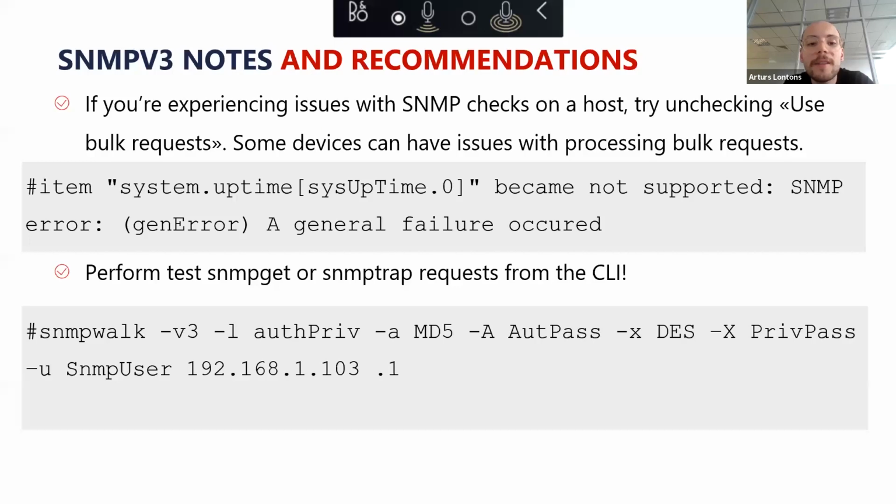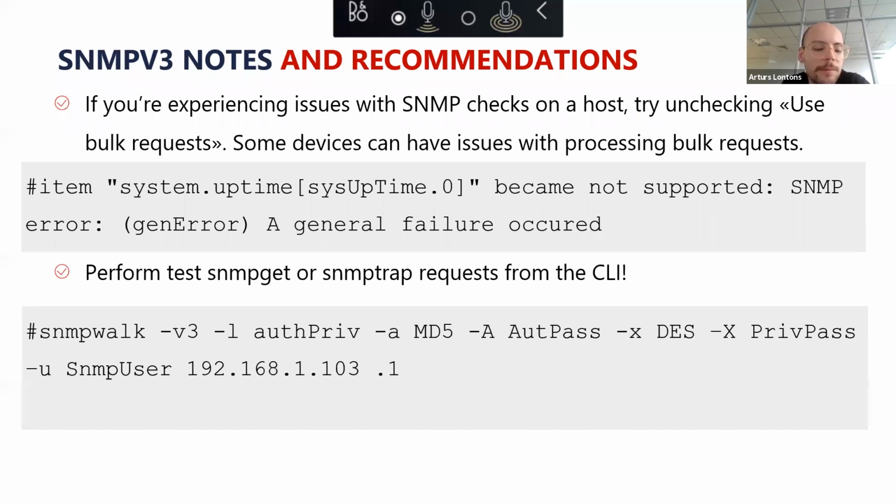And some final notes. If you're experiencing issues with SNMP checks on a host and everything seems to be perfect, maybe you're seeing general failures or something like that, try unchecking that use bulk request checkbox. It's on one of the previous slides where we were configuring our interface. Some devices can and do have issues with processing bulk requests. Some older devices especially. So try disabling that and see if everything has gotten back to normal.